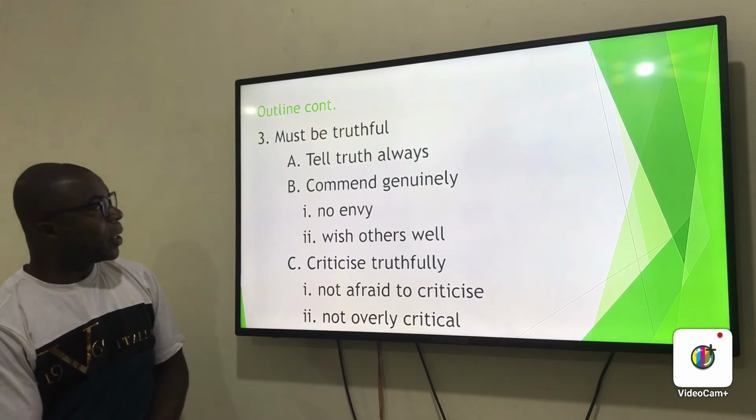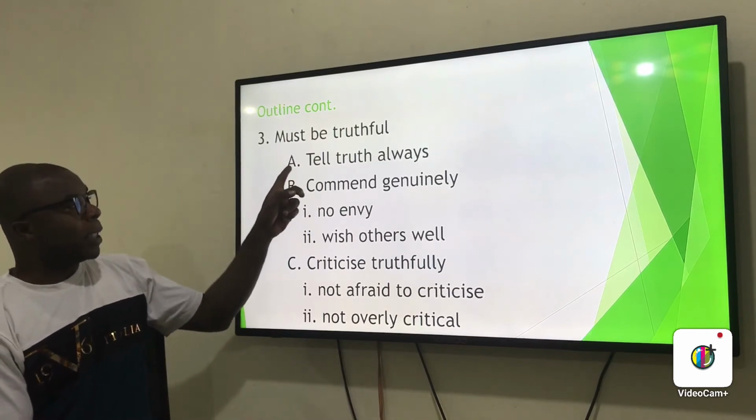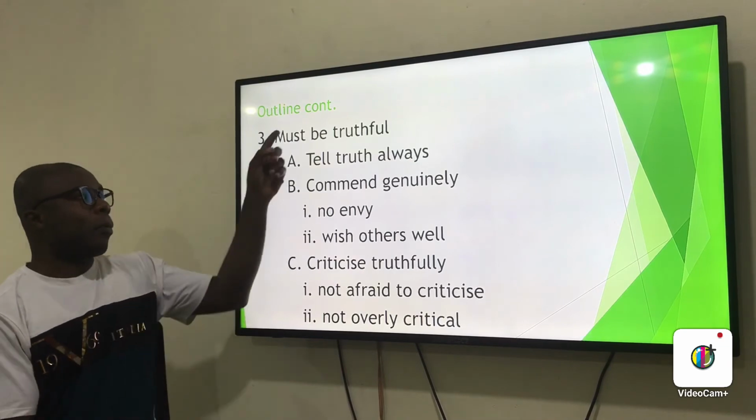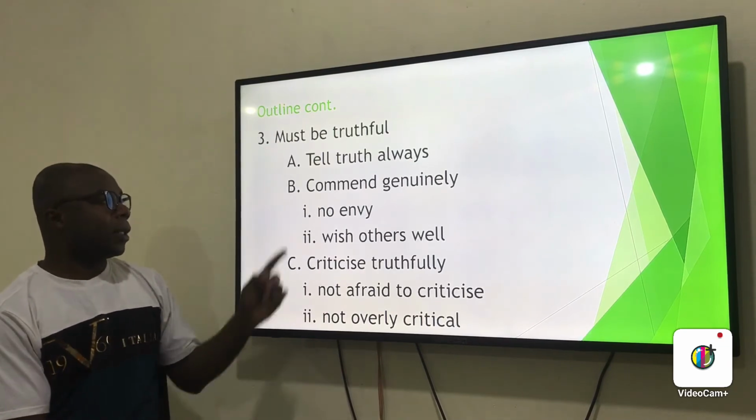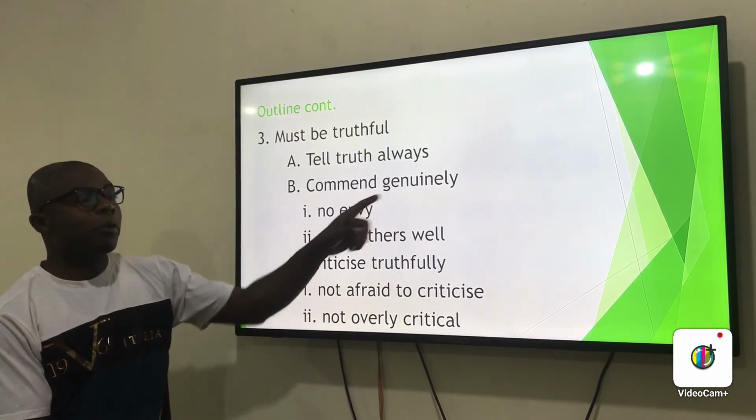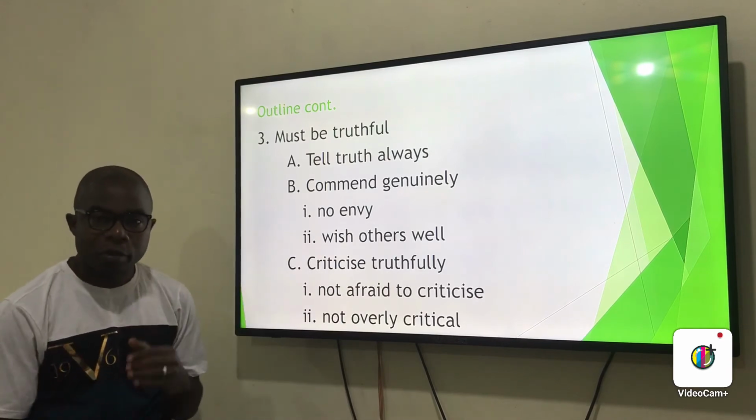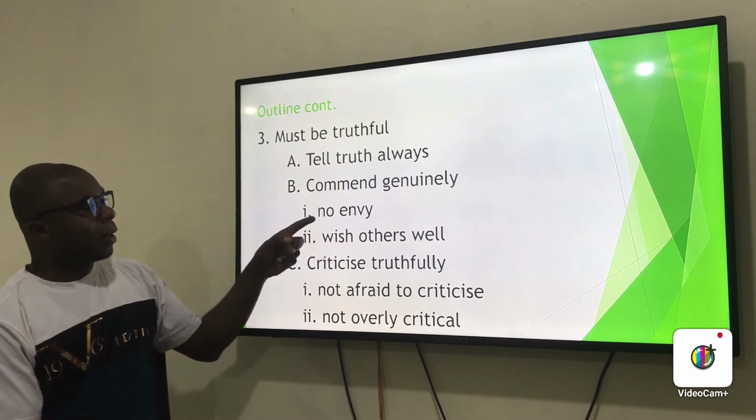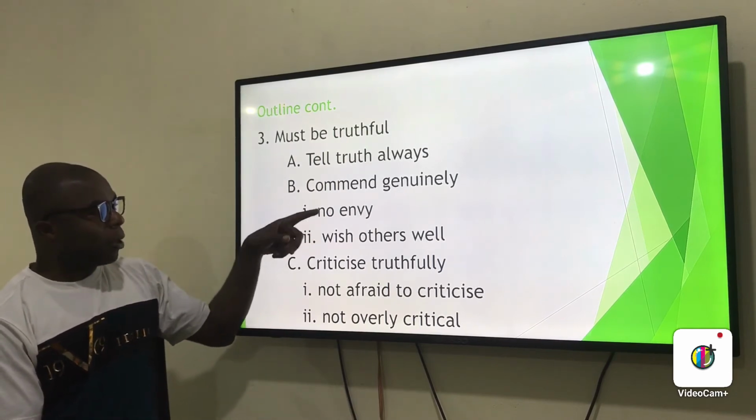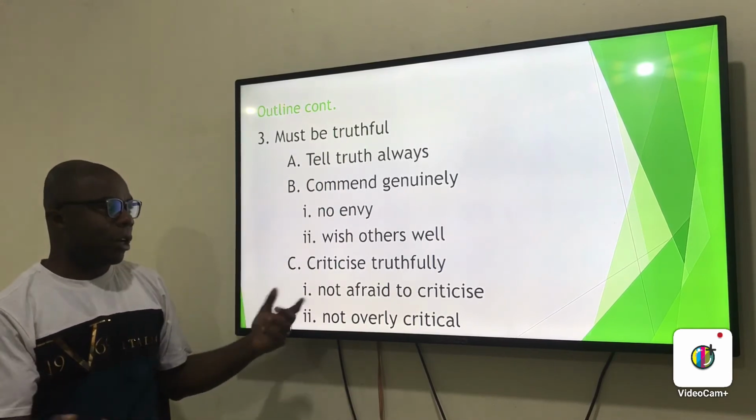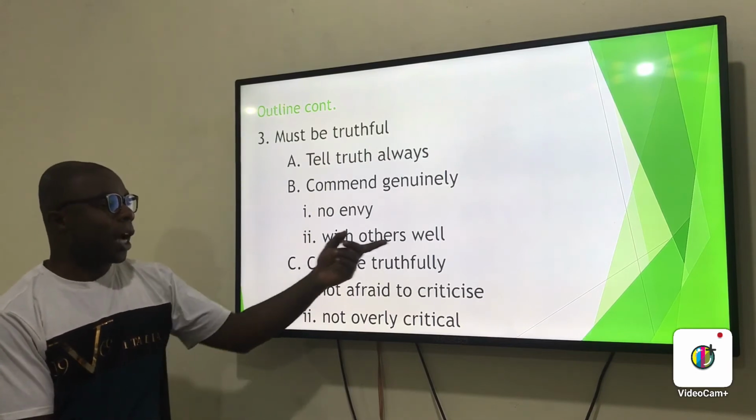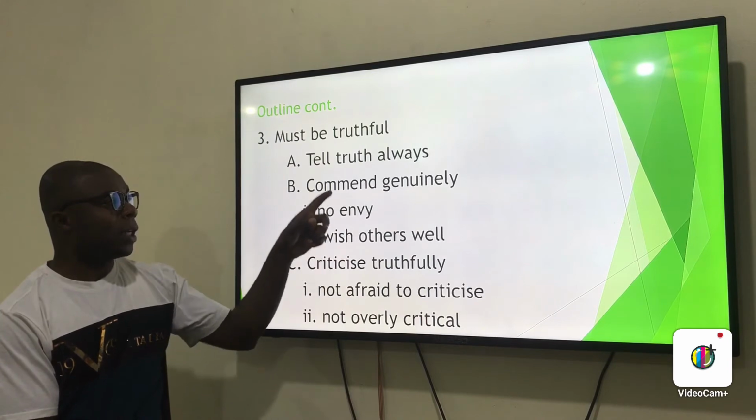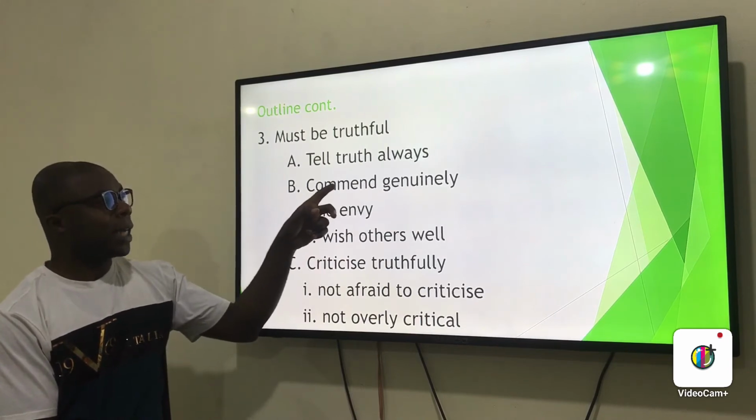So you could see that must be truthful has major point A, tell the truth always, as one major point supporting this topic. The second one, commend genuinely. Must be able to commend people genuinely. And then under this we have a minor point, no envy, should display no envy, should wish others well, being minor points supporting this major point that in turn supports the topic.